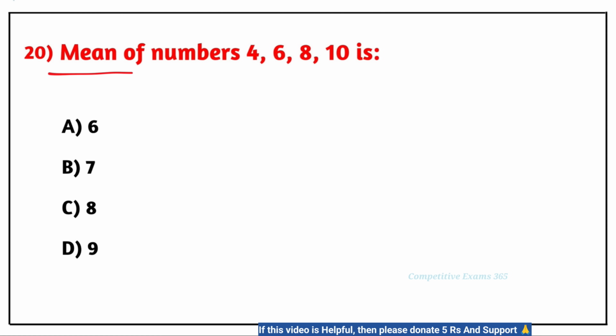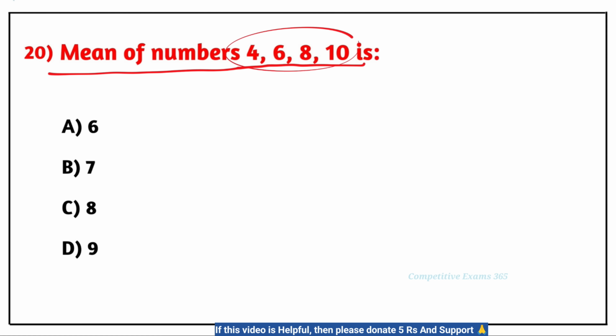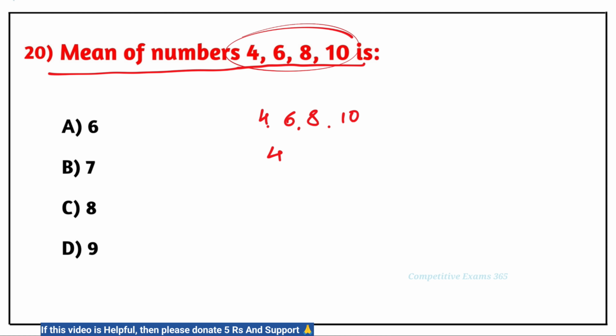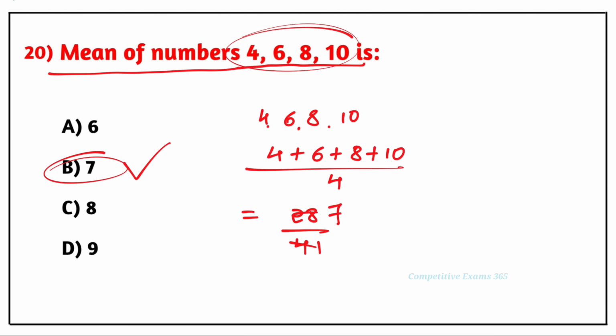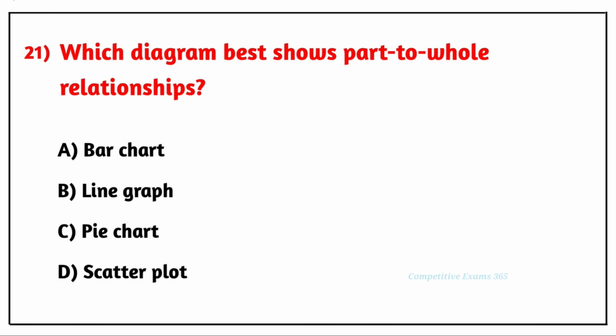20th question. Mean of numbers 4, 6, 8, 10 is. Here we need to find the mean of the numbers 4, 6, 8 and 10. To find the mean, just add all the values, that is 4, 6, 8 plus 10. Here we need to divide it by 4 because there are 4 values. So it becomes 28 divided by 4. 4 ones are 4, 4 sevens are 28. That is option B, 7. It is the correct answer.